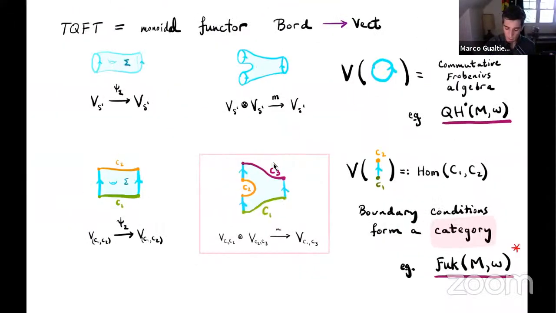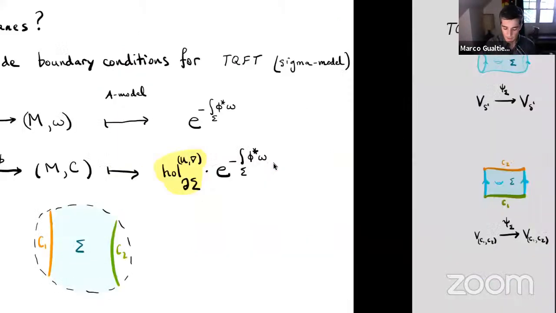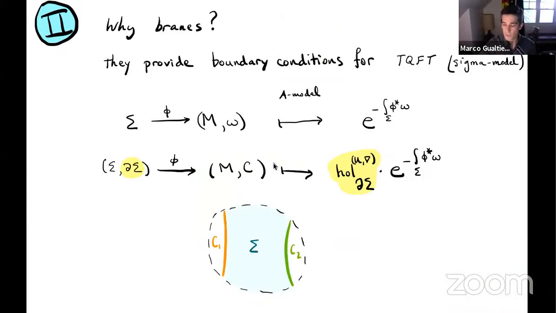So in other words, we define a category where the objects are the labels and where the morphisms are the vector spaces that this TFT assigns to the interval with labeled boundary by C1 and C2. We define Hom(C1, C2) in this way. So in this way, the boundary conditions, which consist of coisotropic A-branes, form a category, and this category is known as the Fukaya category. Okay, so this is how we obtain a category from these boundary conditions on this model.